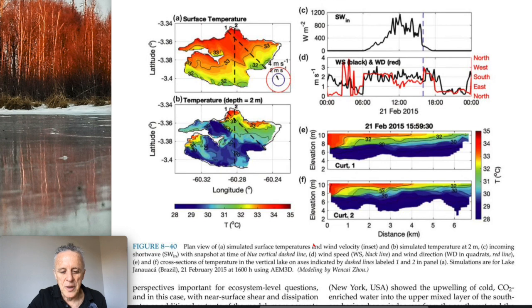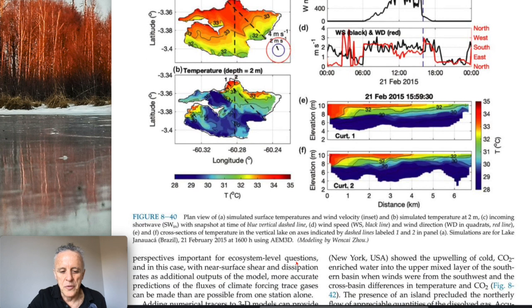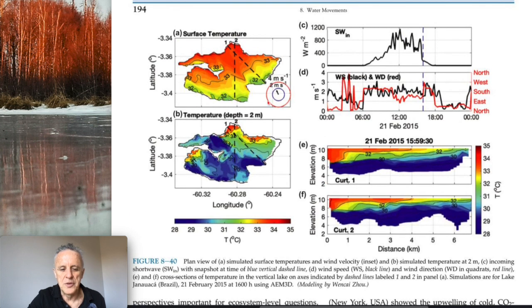So let's see here, we have figure 8.40, a plan view of a simulated surface temperature and wind velocity. So we have surface temperature here and wind velocity. So let's see, so probably 1 and 2 are the transect, I would think.